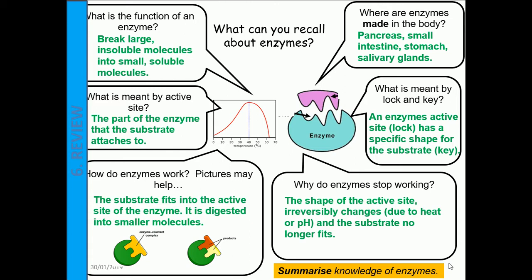What is meant by lock and key? An enzyme's active site is described as a lock. It has a specific shape for a specific substrate. Okay, for example, carbohydrates can only go into carbohydrase enzymes. Why do enzymes stop working? They have that irreversible change of the active site due to high temperatures or extremes of pH, where the active site changes shape and the substrate no longer fits.